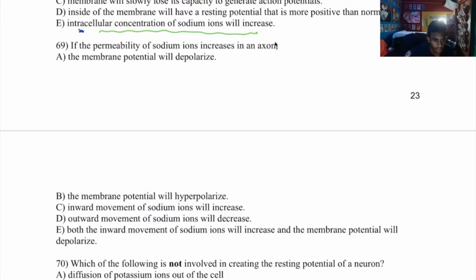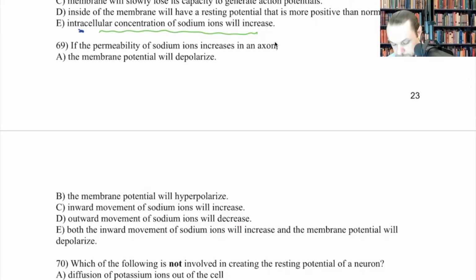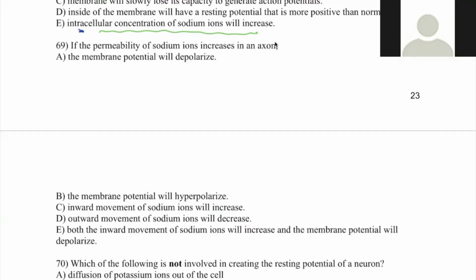For this one, I would say B, the membrane potential will hyperpolarize. So the hyperpolarization, if that will occur, this will not be sodium, right? It will be efflux of potassium. Hyperpolarization means it becomes more negative. It wants to reach negative 88 or negative 90 millivolts.